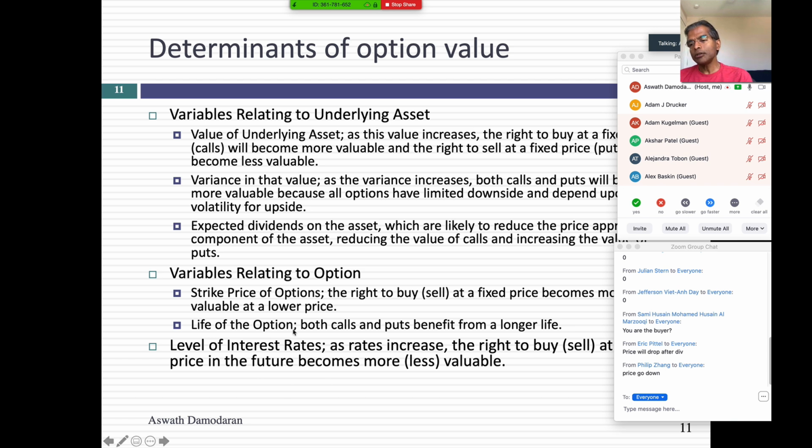The life of the option, the longer the time I let you play this game, the more valuable all options become. So like variance, the life of the option will make both call and put options more valuable. The longer the life, the more valuable the option.